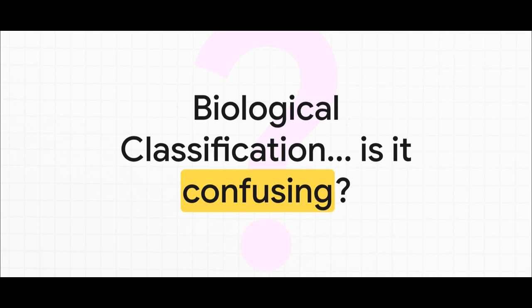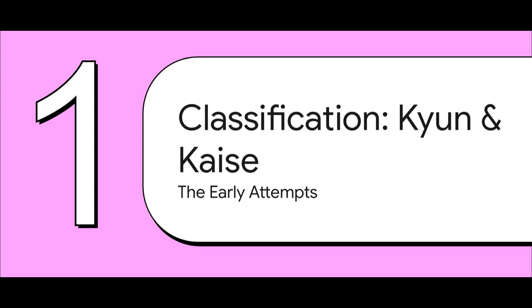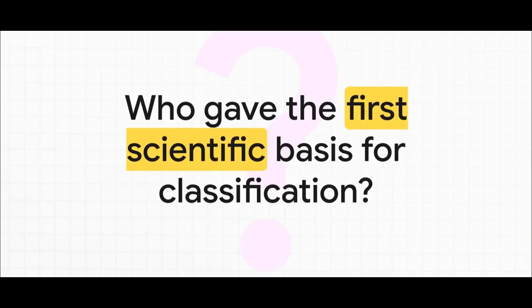Ready to do this? Okay, so Section 1, Classification, Kyun or Kaise. Let's go all the way back to the beginning and see how this whole thing even started. We're talking about the very first attempts. Right, first question. Think about it for a second. Who was the very first person to try and group living things, not just for food or shelter, but on an actual scientific basis? Any guesses?